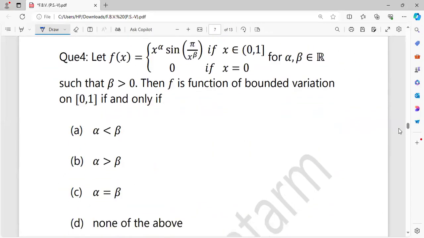Now move to the next question. f(x) is equal to, this question is the same as question number 3, only cos is replaced by sine. You can use the same technique, the same partition. You will find that the option number 7 will be correct. You use the same technique as we have used in question number 3, only cos is replaced by sine.